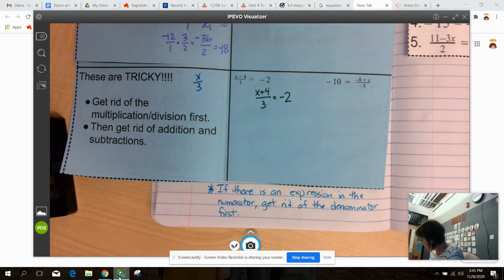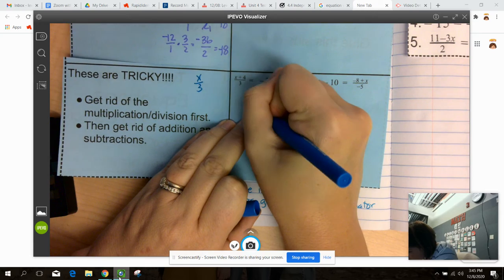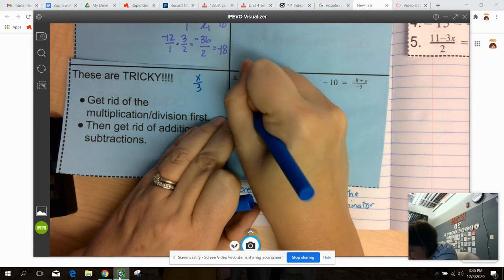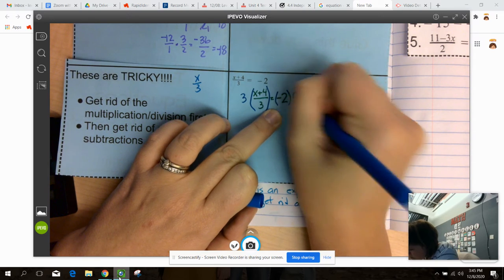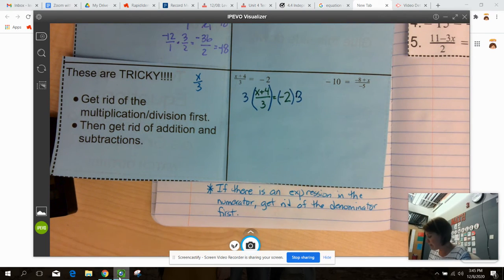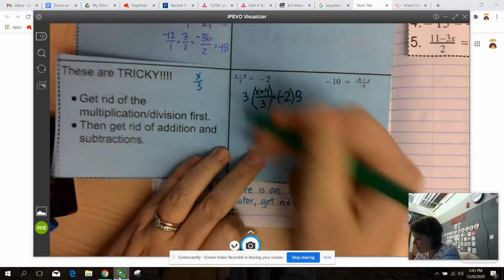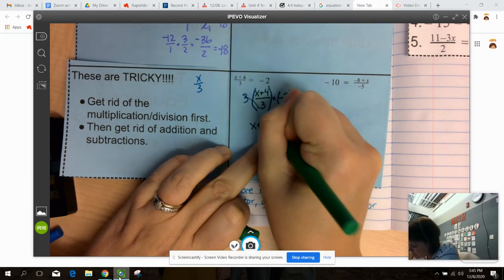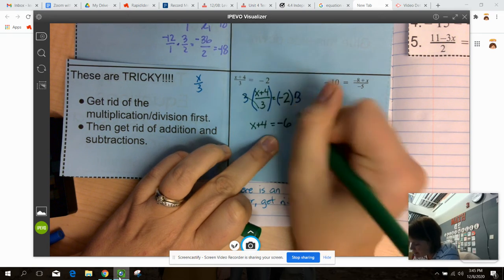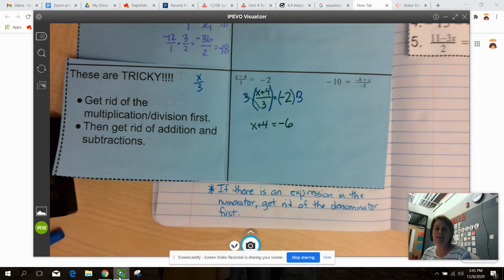So we are going to take that and we're going to multiply both sides by 3. Okay, and what are we left with? We are then left with simply, these cancel out, so we are left with x plus 4 is going to be equal to negative 6. And now we have an easy one-step equation.